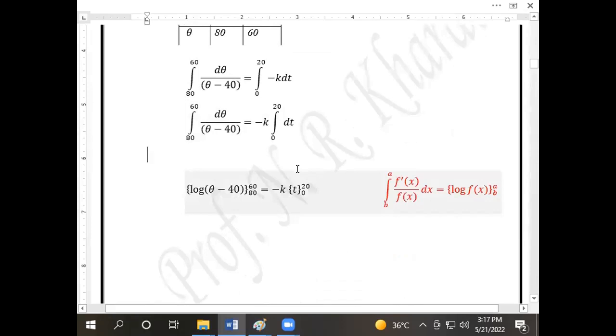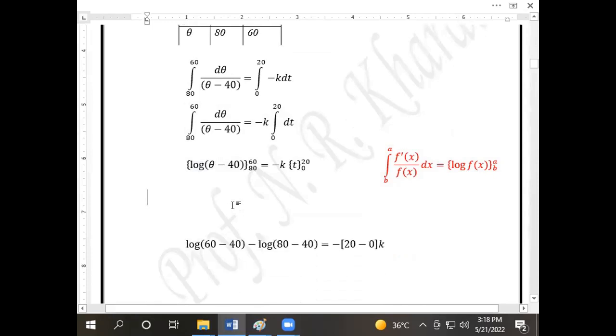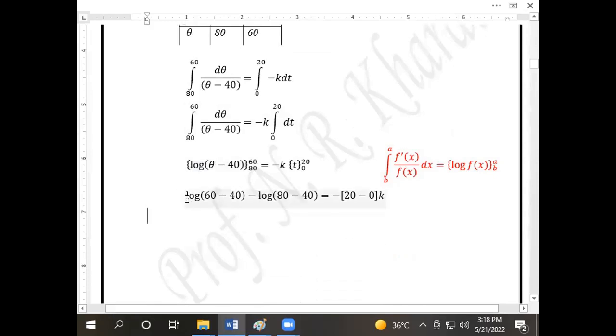The integration of d theta upon theta minus 40 is log of theta minus 40, in which the upper and lower limits are there. Again, the integration of dt is t, and the limit of integration goes from 0 to 20. So after replacing the upper and lower limits, we got log 60 minus 40, log 80 minus 40 is equal to minus k times 20 minus 0, upper limit minus lower limit.